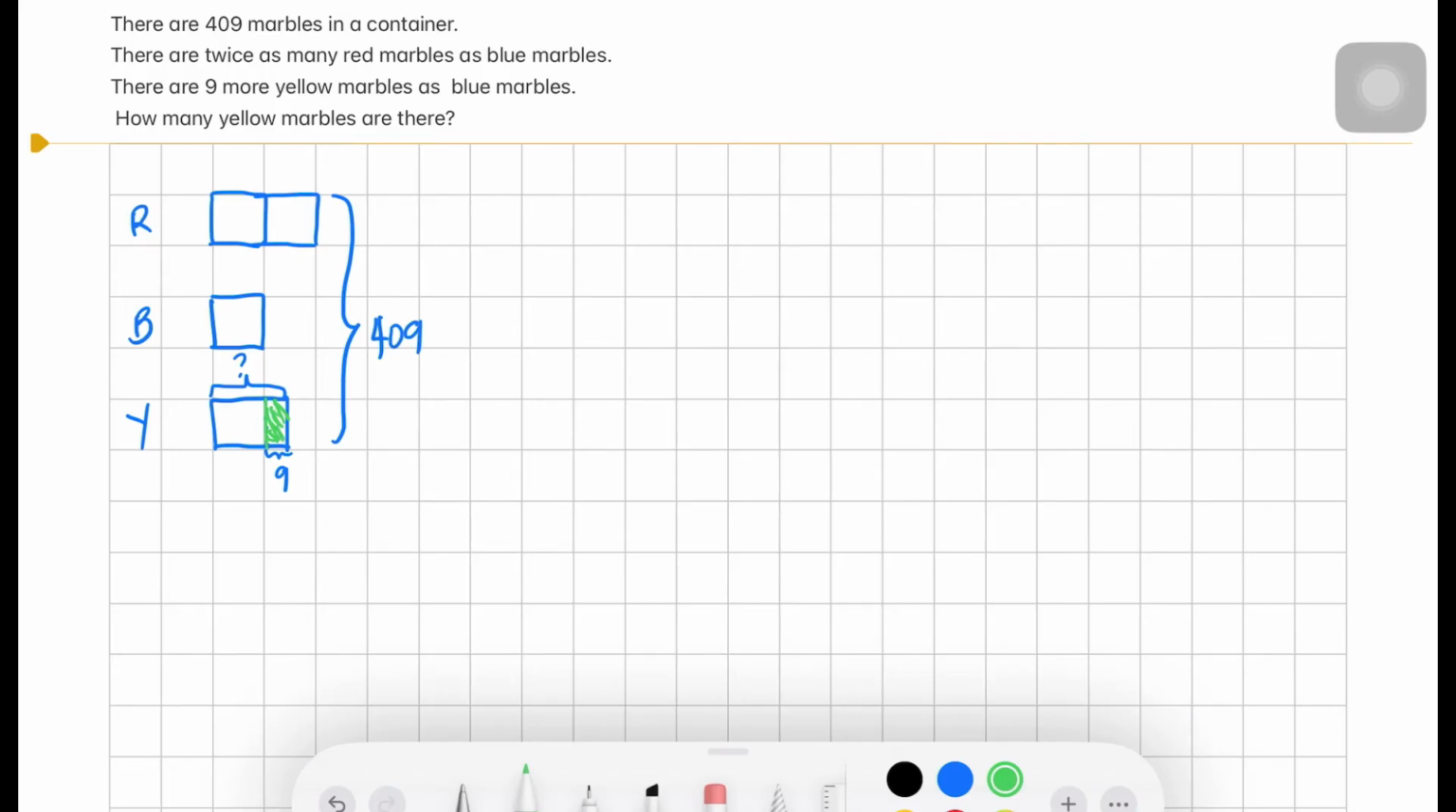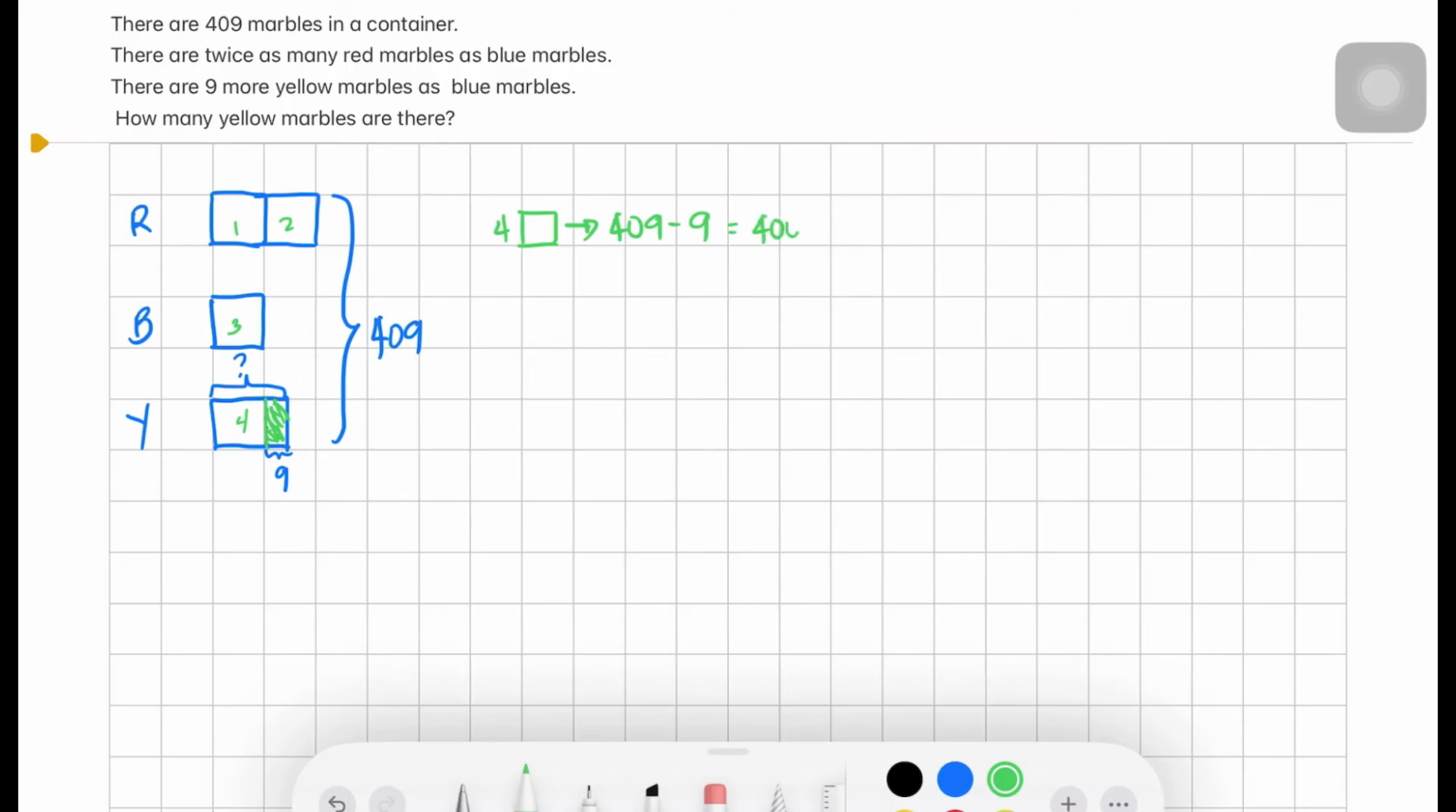Okay? So, given that, removing means we will be subtracting. And how many units are we going to have after subtracting? So we will be having 2 for the red, 1 for the blue, and then 1 for yellow. So there will be 4 units after we subtract the 9. So let's try to solve that now. 4 units would be 409 minus 9.